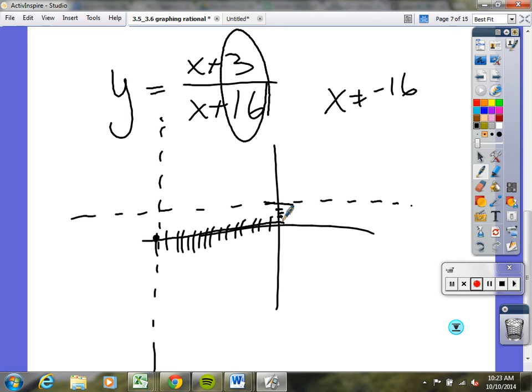Okay? What if we plug negative 15 in? Let's actually find our x-intercept. I guess I should have did that. I'm really crazy today. Let's start over. I apologize.